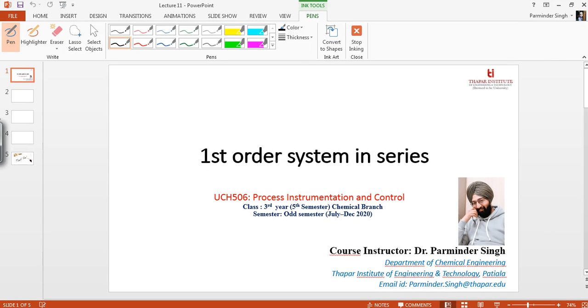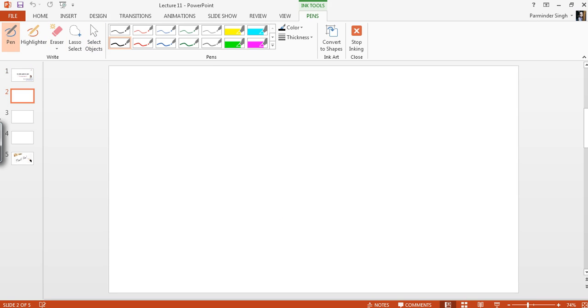Hello students, in this lecture we will study first order systems connected in series. Now there are many physical examples where we can represent several first order systems in series. The perfect example is your liquid level tank. Now two liquid levels can be connected with each other in different arrangements. One such arrangement is shown in figure A.